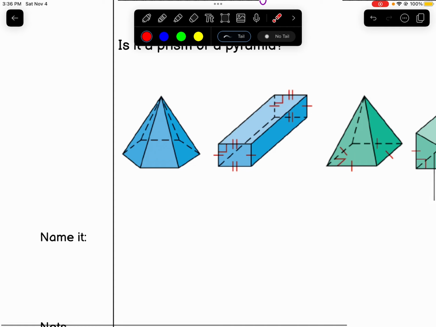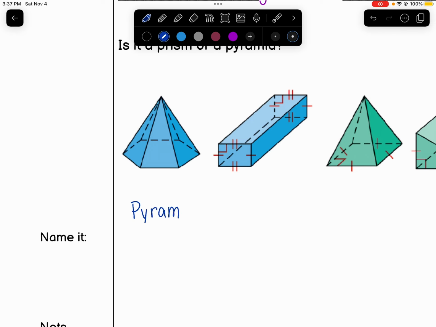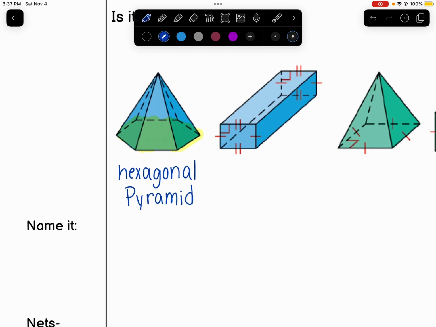When we look at our first shape, we have to ask the question, does it have one base or does it have two bases? Do we have sides that are triangles or do we have sides that are rectangles? So is this a prism or a pyramid? Well, our first shape right here is in fact a pyramid. But when we name it, we're not just going to say that it's a pyramid, we are going to name it by its base. So let's highlight the base. What shape is our base? Our base is a hexagon. And so this would be called a hexagonal pyramid.